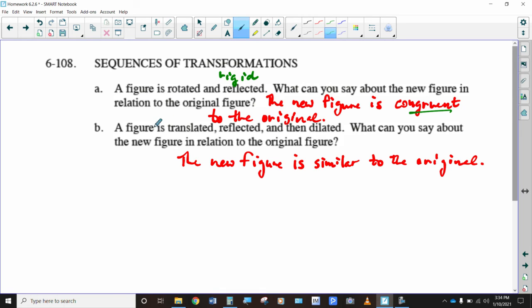Then it says a figure is translated, reflected, then dilated. What can you say about the new figure? Well, it's not going to be congruent because it was dilated. It's either bigger or smaller. So it's going to be the same shape, but it's not going to be the same size, which means it'll be similar, but not congruent to the original.